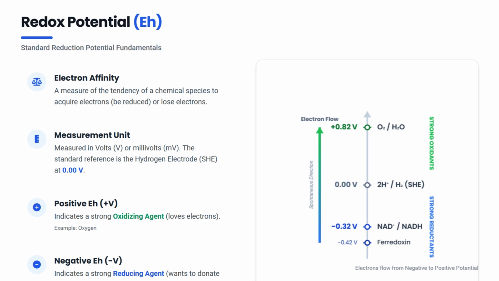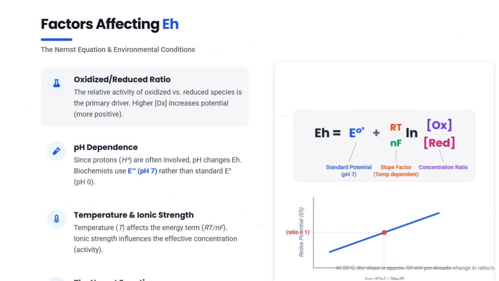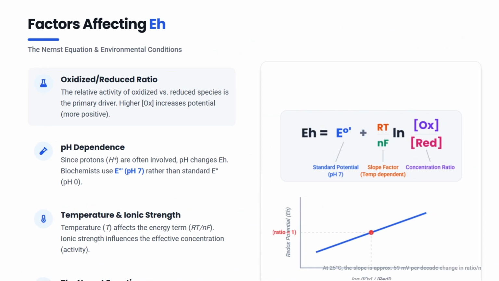For example, the 2H+/H2 pair is at 0 volts. NAD+/NADH is at negative 0.32 volts, and ferredoxin is at negative 0.42 volts. Electrons always flow from a more negative to a more positive potential. Moving forward, we'll see that EH isn't fixed. It's affected by several factors which we describe using the Nernst equation.